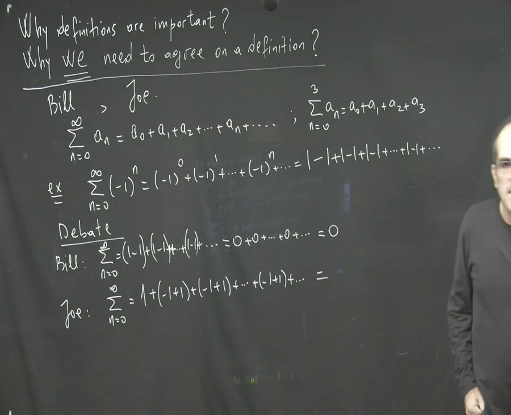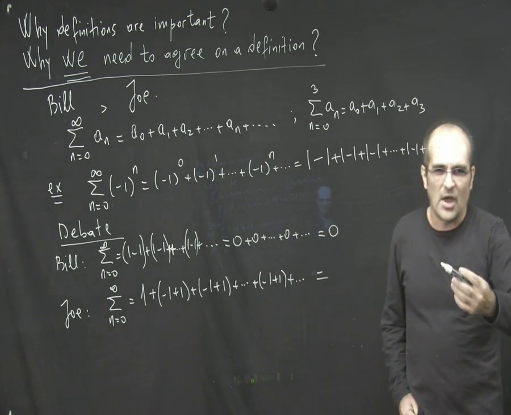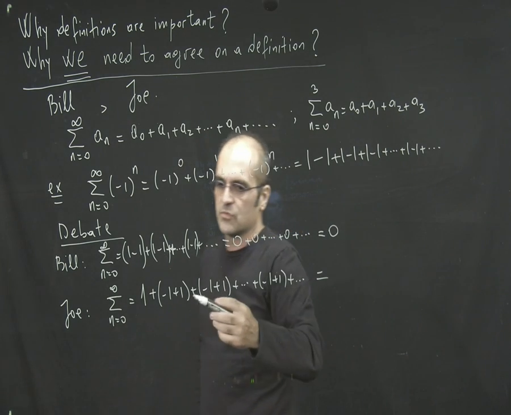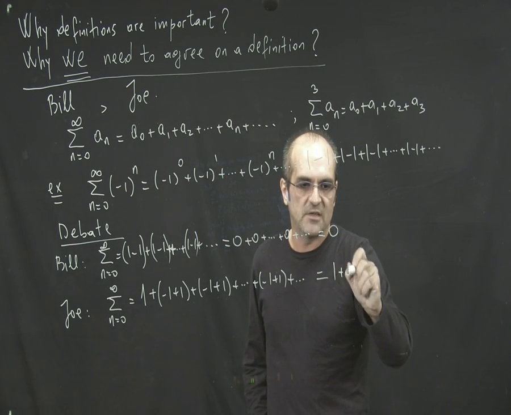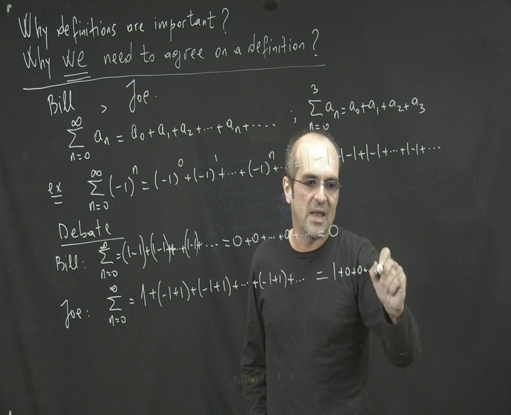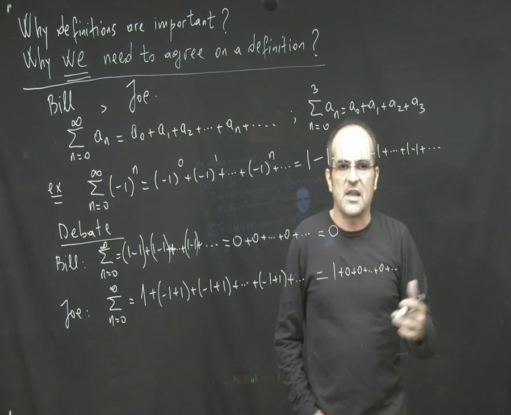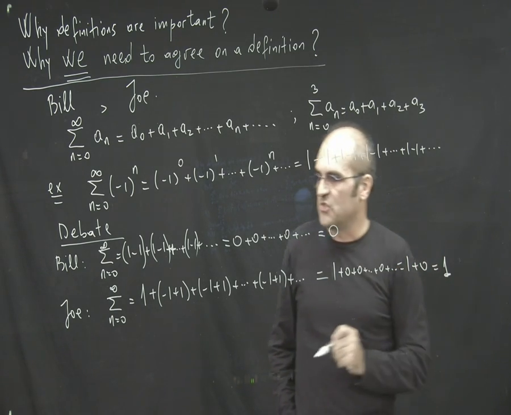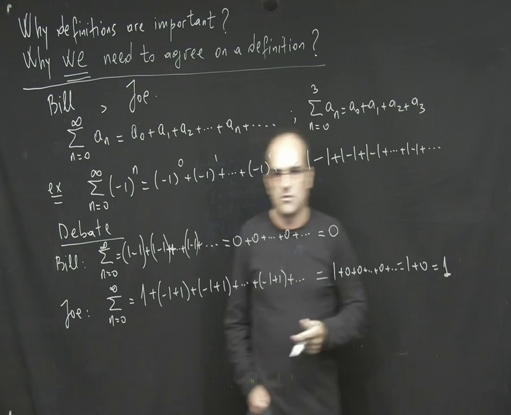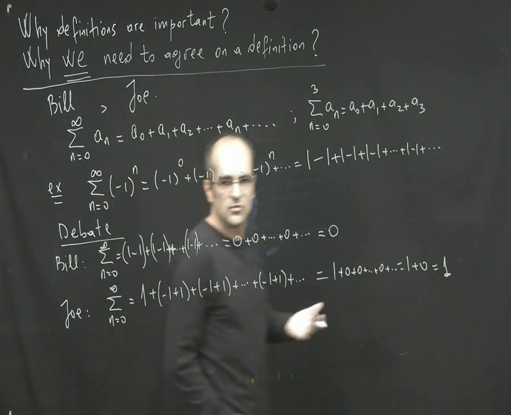You can do that, then you end up again with infinitely many terms, infinitely many parentheses, each of them equal to 0. So then, from Joe's perspective, the summation is 1 plus infinitely many zeros added to it. Infinitely many zeros added to it amounts to nothing, 1 plus 0, and then Joe claims that the series is equal to 1.